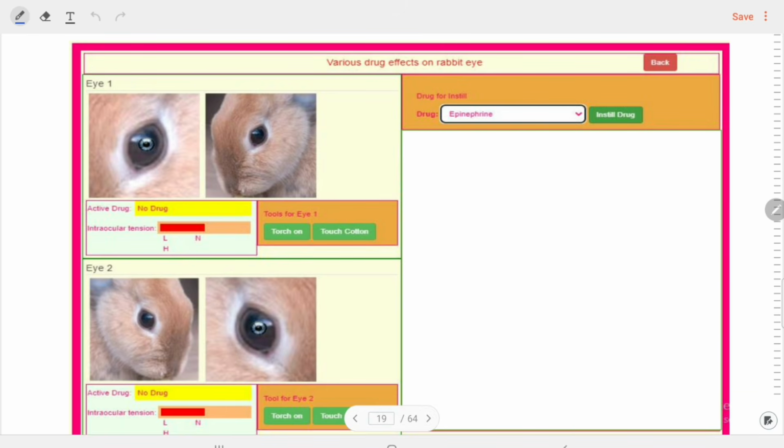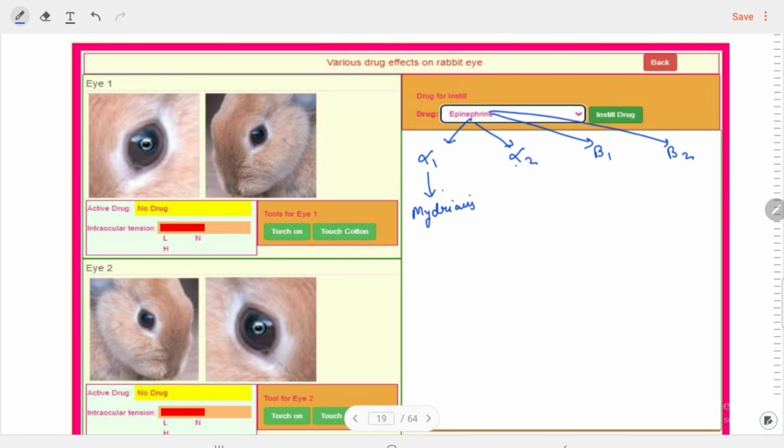So we are going to give the drug epinephrine. That is a very difficult part, because epinephrine acts on various receptors. And which receptors does epinephrine act on? We know: alpha 1, alpha 2, beta 1, beta 2. So we know the basic things. Alpha 1 is present on the radial muscles, and the activation of the alpha 1 will lead to the mydriasis.